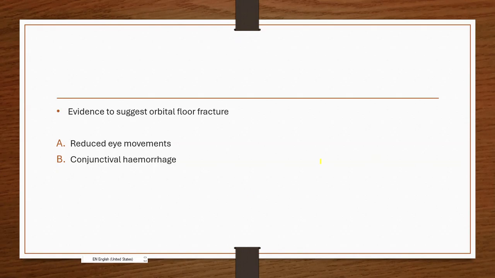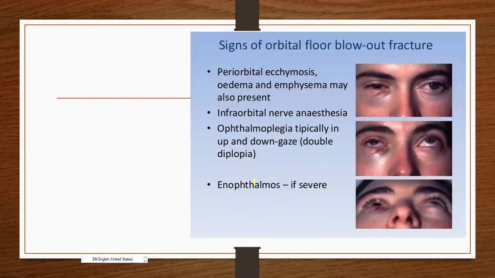Okay, so now here. All right. Evidence to suggest orbital floor fracture. Now, orbital floor fracture is your common blowout fracture. It's known as the blowout fracture. You should know the features of the blowout fracture because it is very important in trauma cases. Now, one sign would be periorbital ecchymosis, edema and emphysema around the orbit. The next thing is infraorbital nerve anesthesia. So the infraorbital nerve can be involved in your orbital floor fracture.